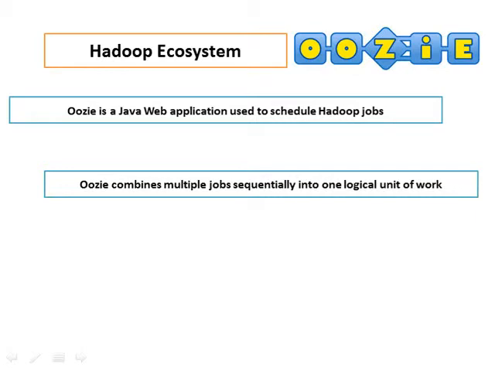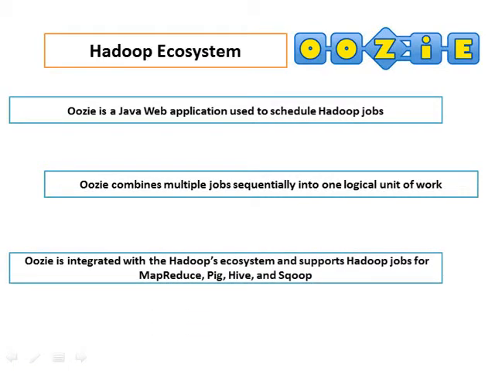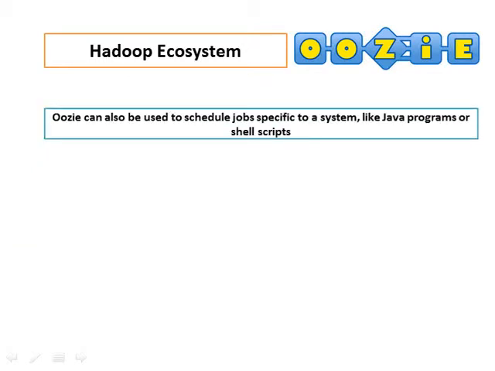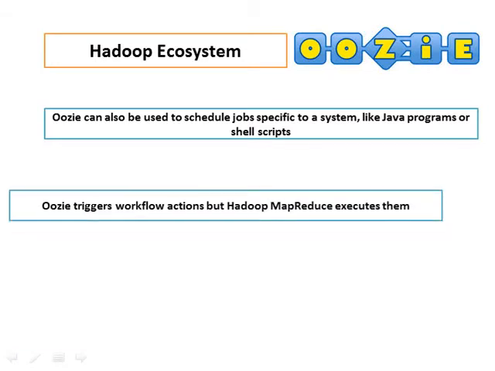Oozie is a Java web application used to schedule Hadoop jobs. Oozie combines multiple jobs sequentially into one logical unit of work. Oozie is integrated with Hadoop's ecosystem and supports Hadoop jobs for MapReduce, Pig, Hive, and Sqoop. Oozie can be used to schedule jobs specific to a system like Java programs or shell scripts. Oozie triggers workflow actions, but Hadoop MapReduce executes them.